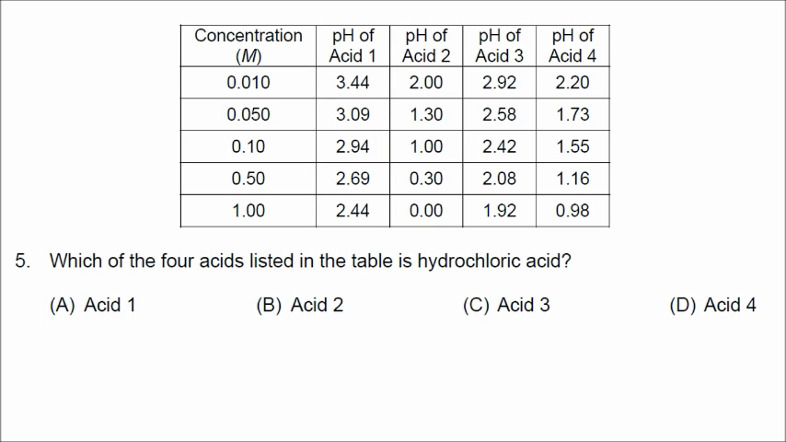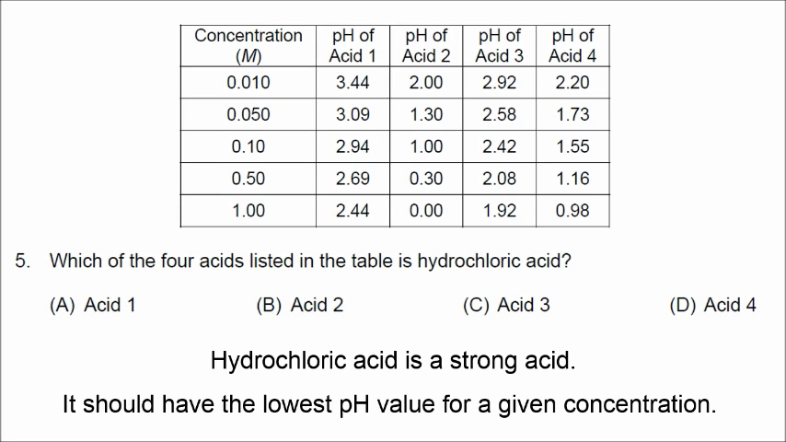Question 5, which of the 4 acids is hydrochloric acid? Since hydrochloric acid is a strong acid, we're looking for an acid who has the lowest pH for a given concentration, so the correct answer is B, acid 2.